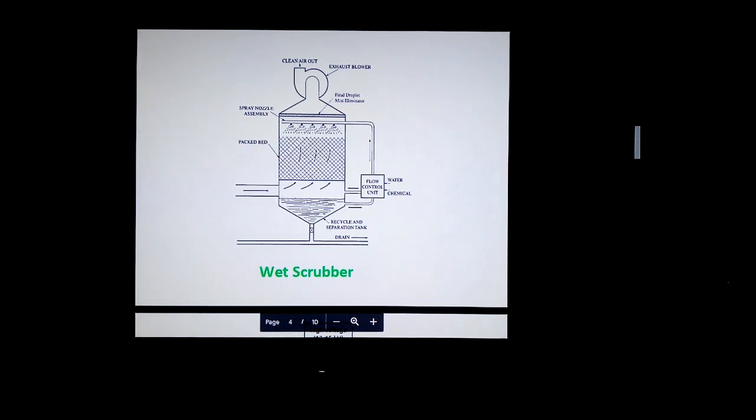Wet scrubber. In this wet scrubber, the waste gas is passed through a chamber. Water is sprayed from the top onto the gas. Particulate matter is separated out. Many gases like sulfur dioxide dissolve in water and separate out from the waste gas.